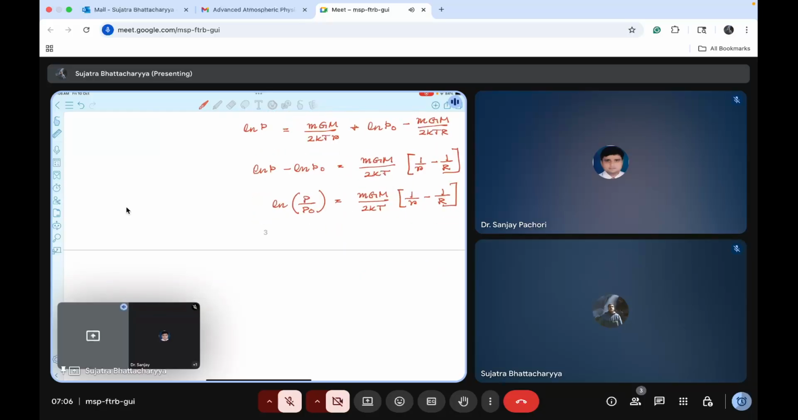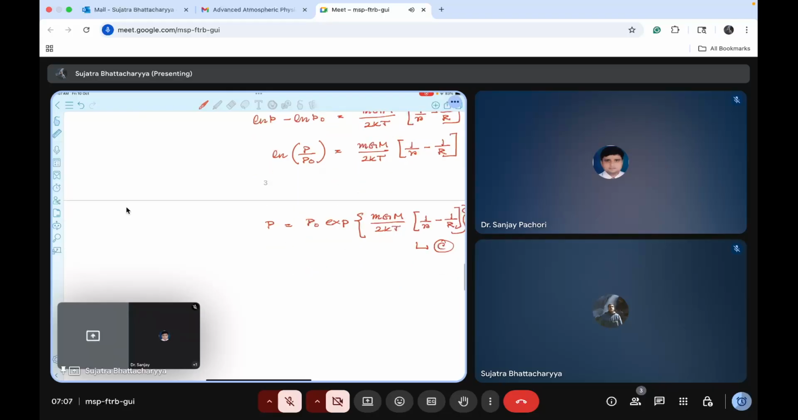Fine, these are all okay, simple steps of integration. What will the final expression be? P is equal to P naught, and you can understand this will be an exponential function, with mgM divided by 2kT times 1 by r minus 1 by capital R. This is what you get. The pressure is following an exponential function.